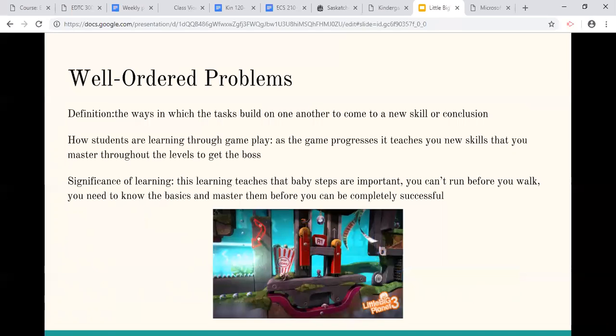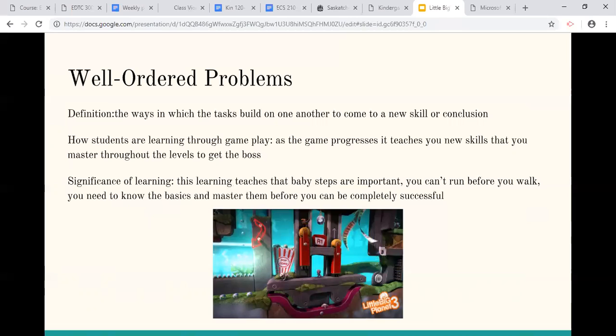The game also has well-ordered problems, which is the ways in which the tasks build on one another to come to a new skill or conclusion. So through the game, as the game progresses, it teaches you a new skill that you need to master throughout the level to get to the boss. So in the picture, it shows that if you use the R1 button, you can grab onto the little sponges and pull them upwards.